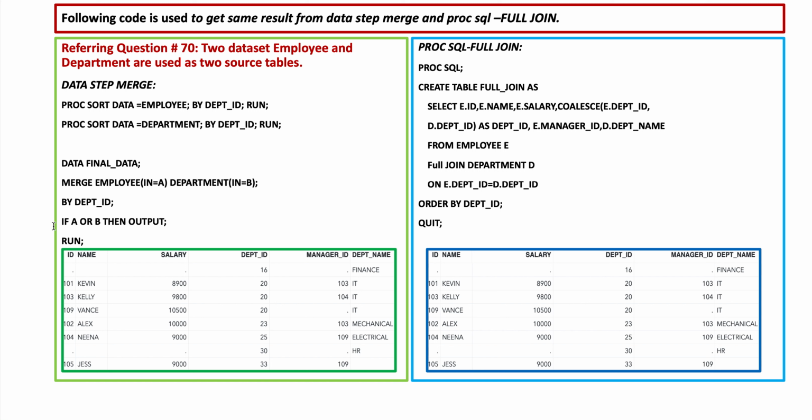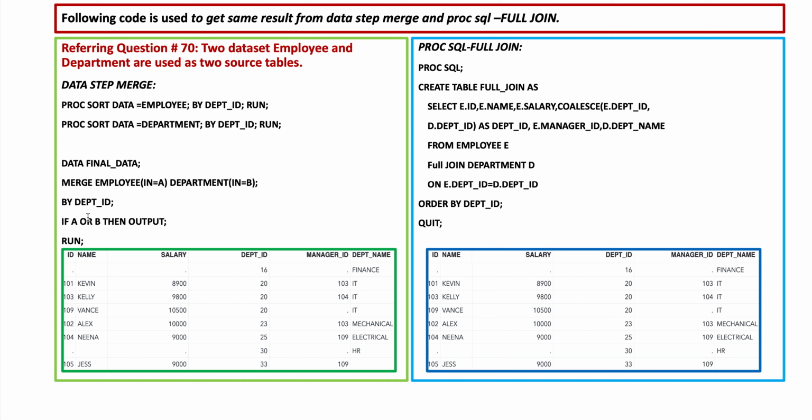This condition, if A or B, then output, indicates it will display all the records corresponding to department ID which exist in the employee table, as well as all the records corresponding to department ID that exist in the department table. Altogether, it will display all the records, including those that exist on both tables, employee and department.